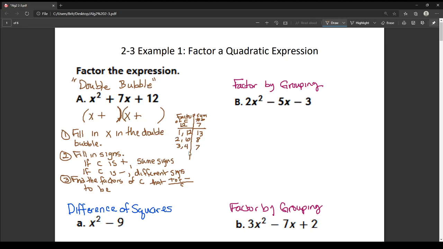Normally I take whatever the bigger factor is and I put it in this first set of parentheses, because I think about this as falling down. So I'm going to say 4 and 3. It doesn't really matter. It could be 3 and 4, because these are both positive. But there it is.